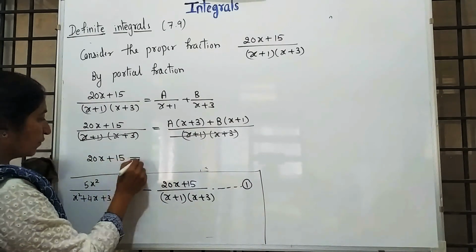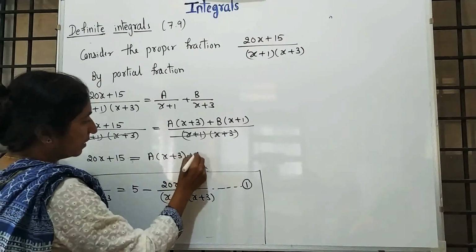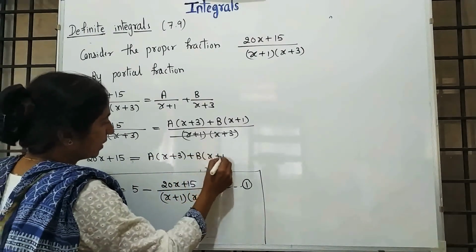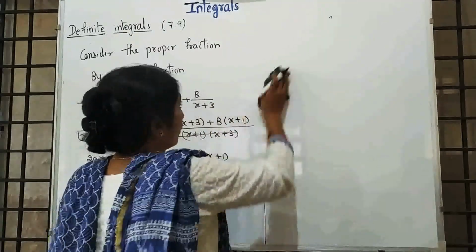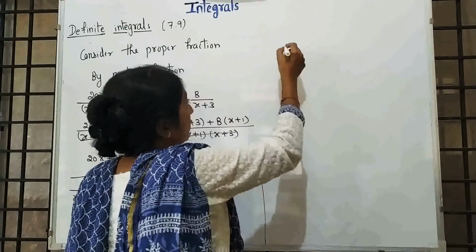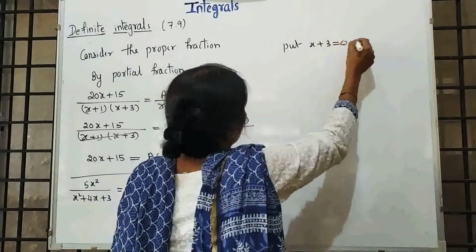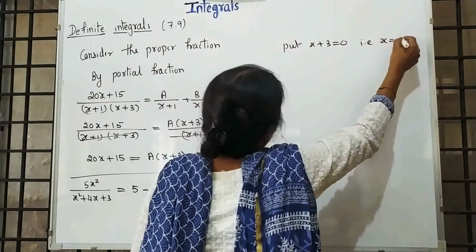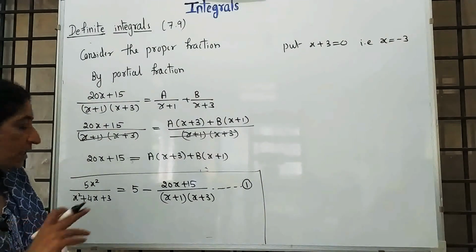20x + 15 = A(x + 3) + B(x + 1). Now substitute the values one by one. Already you are familiar with that method. First, put x + 3 = 0, that is x = -3, on both sides, left side as well as right side.